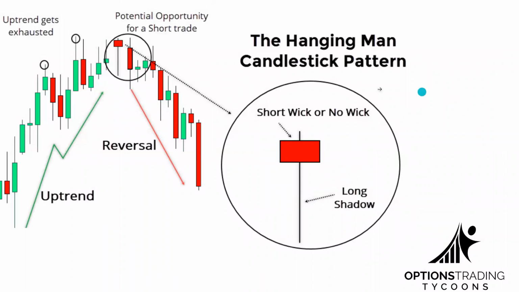Another one is going to be the hanging man candlestick pattern. So what you're looking for is a very short wick or no wick at all on the top, and then you're looking for a long shadow wick right here. This is going to be your hanging man candlestick pattern. As you can see, you have an uptrend right here. Once we get a hanging man, this is your potential opportunity for a short position, and you see it ended up resulting in some downwards pressure.